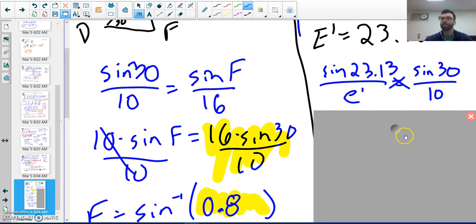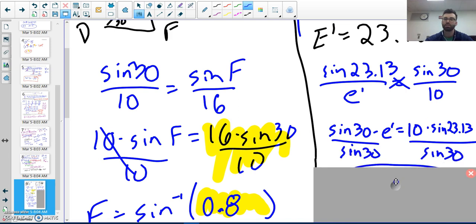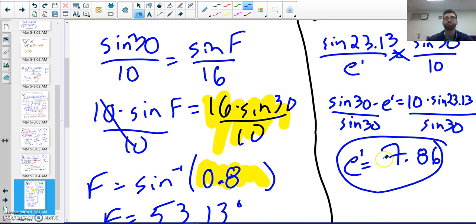As I keep going, I cross multiply. I have the sine of 30 times E prime equals 10 times the sine of 23.3. To get E prime by itself, I divide both sides by the sine of 30. Remember, do this in your calculator in order: 10 times the sine of 23.3, equals, and divided by the sine of 30, and I got E prime to be 7.86. That is all for me. Have a great day. Happy studying.